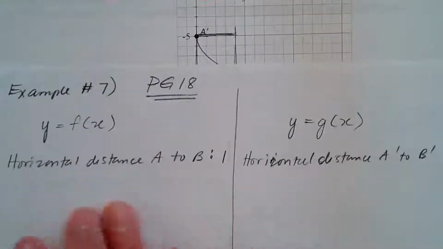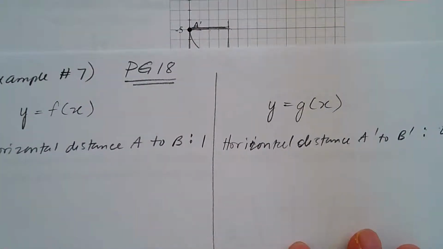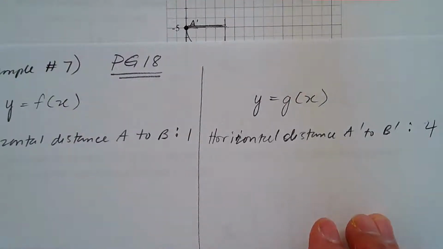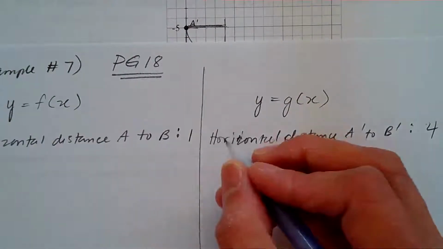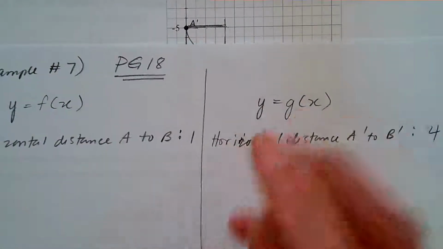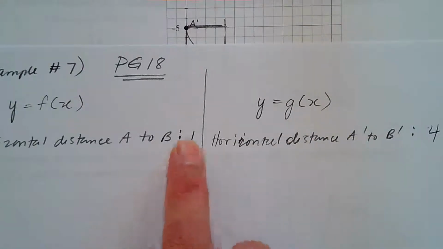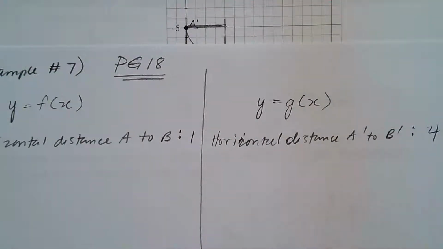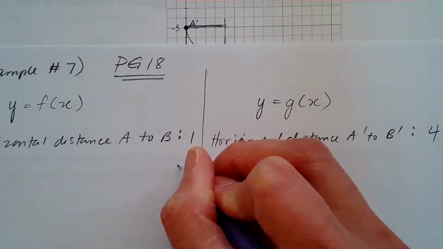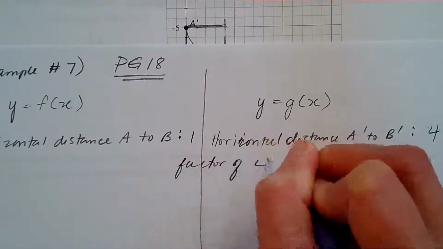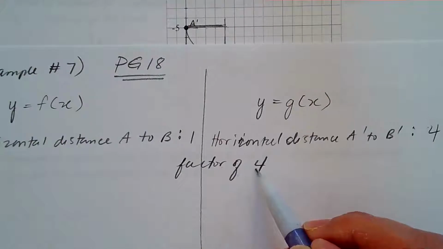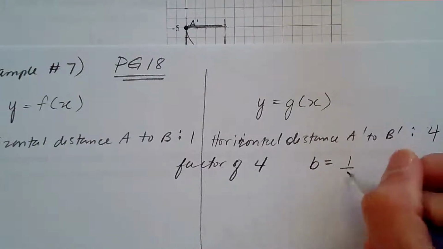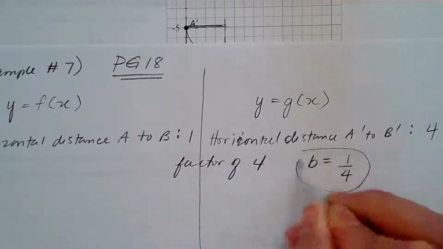Okay, so if that's the case, what do you think the factor is? What did we have to multiply the x by to get the 4? 4, right? So there's a factor of 4. Therefore, B is equal to 1/4. That's the horizontal one.